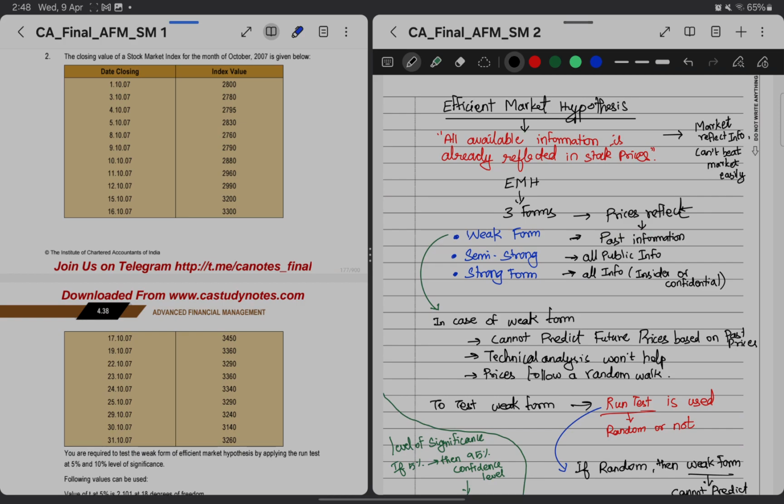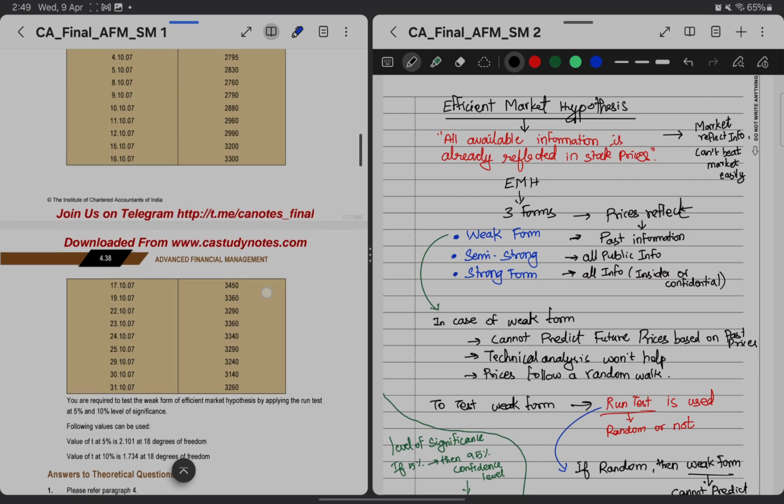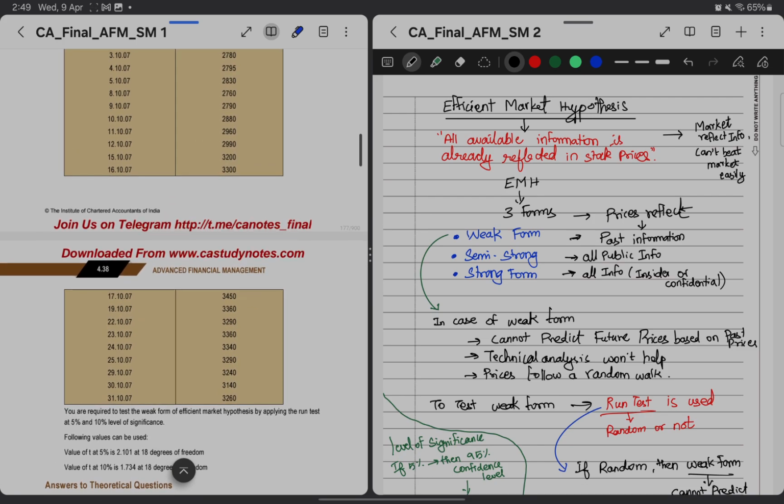and you are required to test the weak form of efficient market hypothesis by applying the run test at 5% and 10% level of significance. Following values can be used. Now, before going into the question, the requirement is about testing the weak form of efficient market hypothesis by applying the run test. So let's see what is this efficient market hypothesis, what is this weak form, then what is this run test, then what is the level of significance.